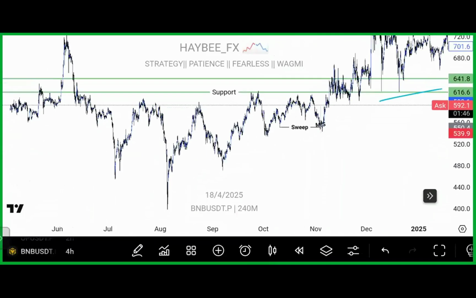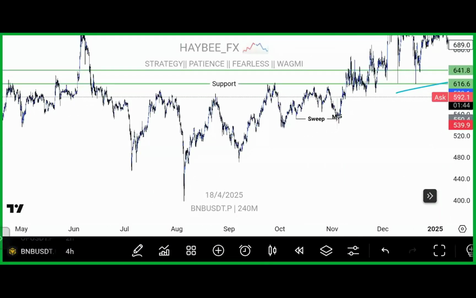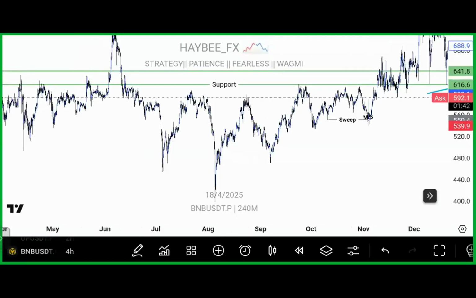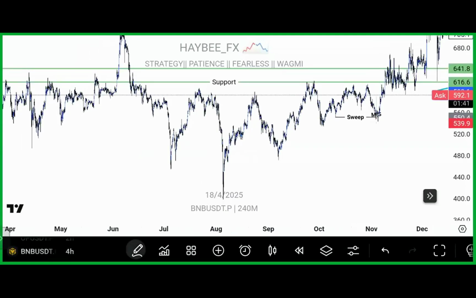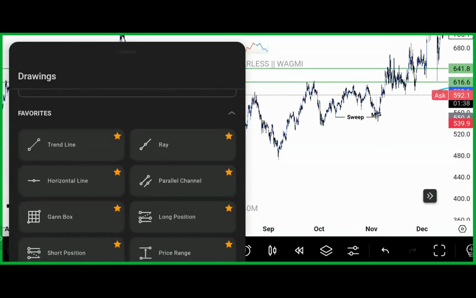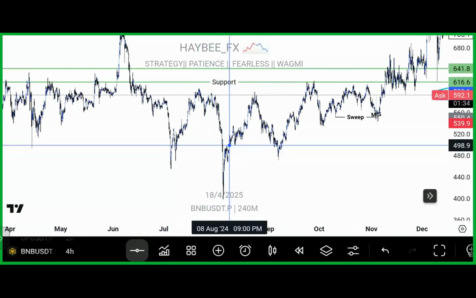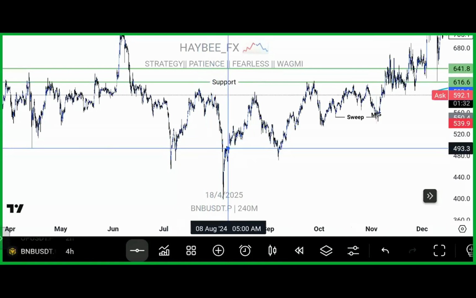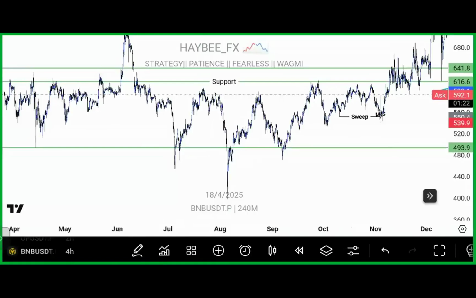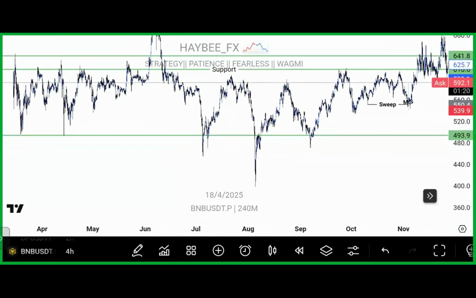So if I am to draw another support line here on the 4 hours time frame, I will just bring out my cross here. I will go and choose my horizontal line. I'll use my cross to check where price retests almost 3 to 4 times. Because this will let you know that if price comes to this place in the future, there is a higher probability that price will respect that line. Do you see this now?